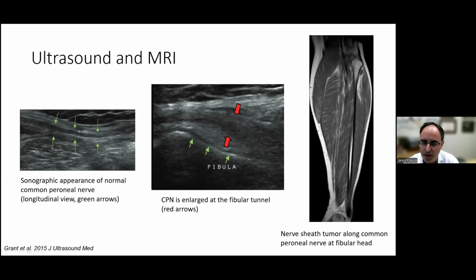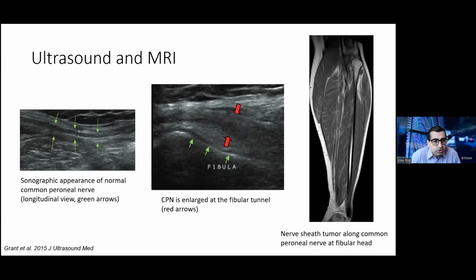MRI is very useful as well and gives supplementary information about other structures in the area. This is an example of a peripheral nerve sheath tumor along the peroneal nerve at the fibular head. So I do routinely get one or both imaging studies before surgery to be more prepared. I 100% agree with you. And I think the community as a whole is moving towards that as far as working the patient up with peroneal neuropathies. You don't want to be surprised.